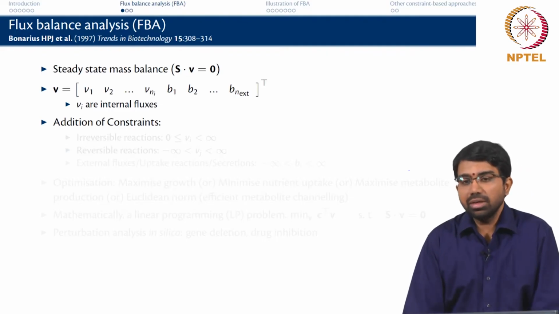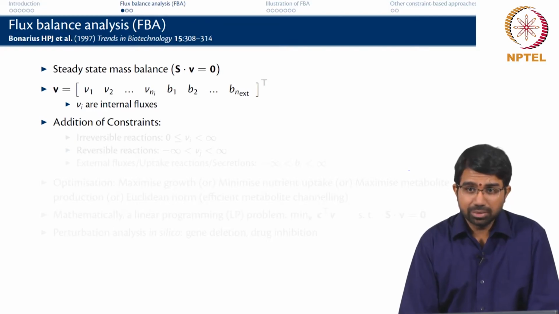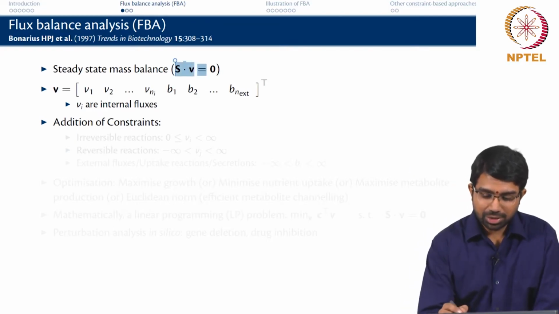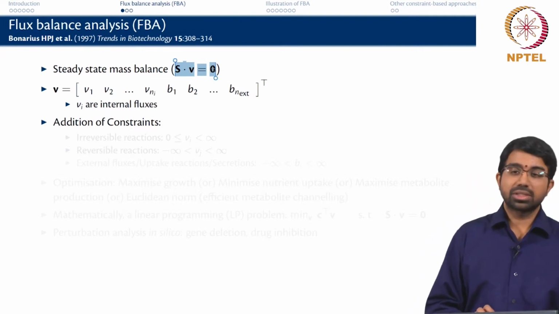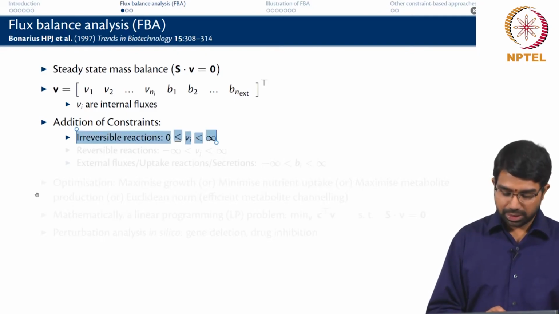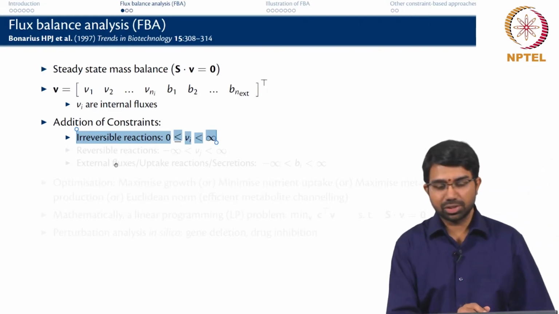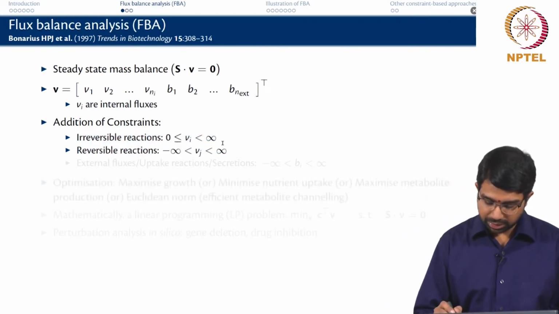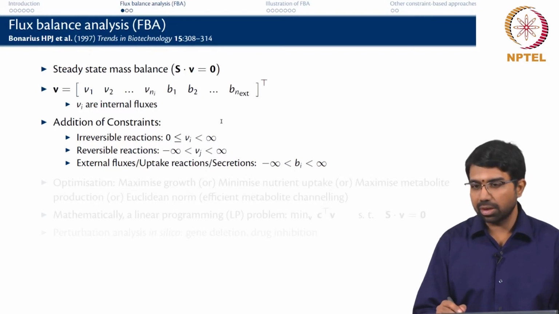What kind of constraints can we add? Stoichiometry is accounted for, right. This is your stoichiometric constraint, whereas you can add constraints on reversibility and irreversibility. There are irreversible reactions which can go only in one direction, so you can say 0 less than V less than infinity, in practice not infinity but a large number. And you have reversible reactions which can go in either direction, and you can have exchange fluxes or uptakes that can either be reversible or irreversible.